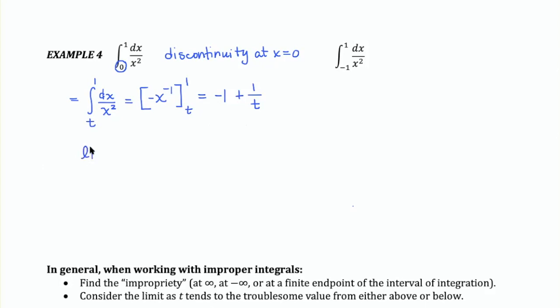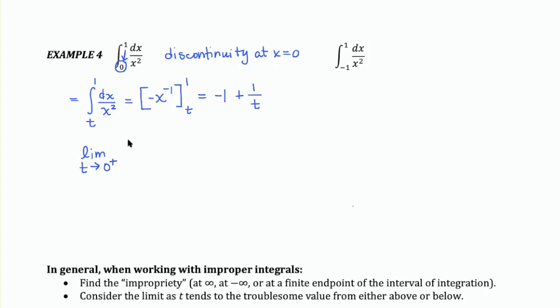Now when you take your limit, you want to let t approach the problematic value, 0, but it's very important that you approach from values inside the integral. We're really going from 0 to 1. So I only want to look at the values as they go from 1 and approach 0, which means we're approaching 0 from the right-hand side. So notice I put a little plus sign on. You always need to approach from inside the limits of your integral.